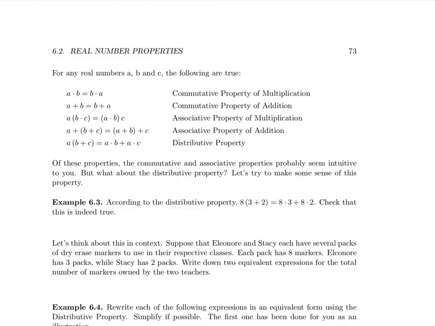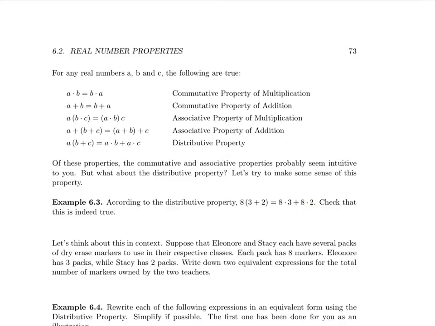So instead of multiplying a by the answer, you're multiplying a by both the b and the c, and then adding your 2 answers. Of these properties, the commutative and the associative properties are probably fairly intuitive to you, but what about the distributive property? Let's try to make some sense of this property. So let's look at example 6.3. According to the distributive property, 8 times 3 plus 2 is equal to 8 times 3 plus 8 times 2.